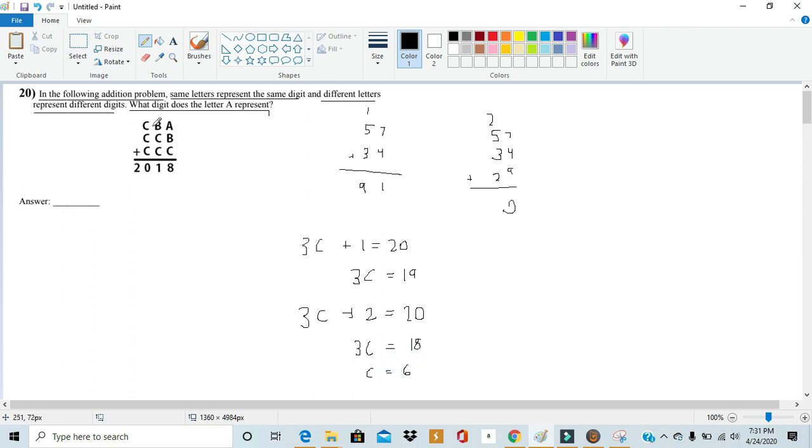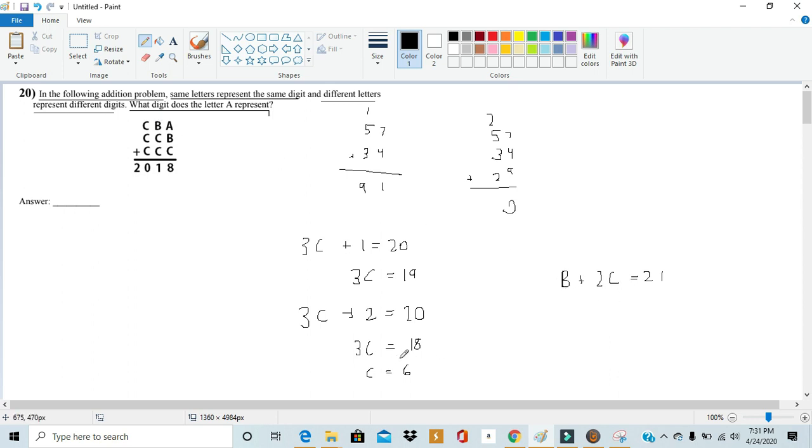Then we have to look for our second digit. If we look through the second column, we see that B plus C plus C would give us 1 here, and we already know it carries over 2. So that gives us B plus 2C is equal to 21. But wait, just as there could be carryover here, there could be carryover here.